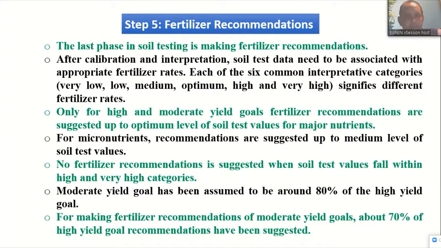So for micronutrients, there is a medium level of soil test value, and moderate yield goals have been assumed to be around 80% of the high yield goal. That means our high yield goal is 100%, moderate will be around 80%, then below that 70%. This is how we take it.